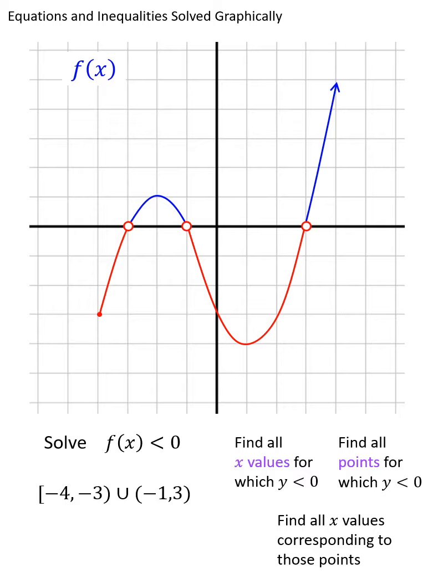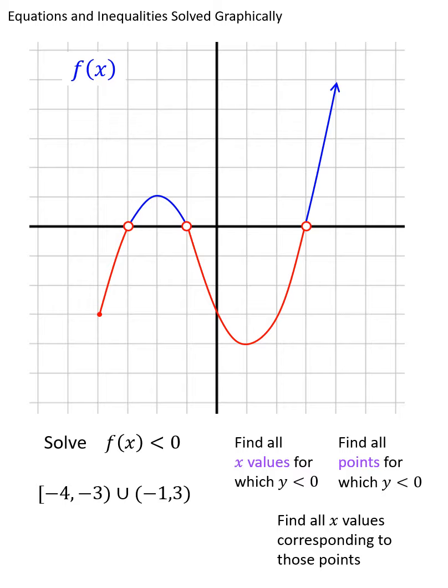Now, there's no mathematical way, there's no step-by-step algebra procedure to get this. This answer simply comes from a realization that there are 2 sections on this curve that are below the x-axis, or that have negative y-coordinates. And one of them, on the left, contains all x values from -4 through -3. And the other contains all x values from -1 through 3.